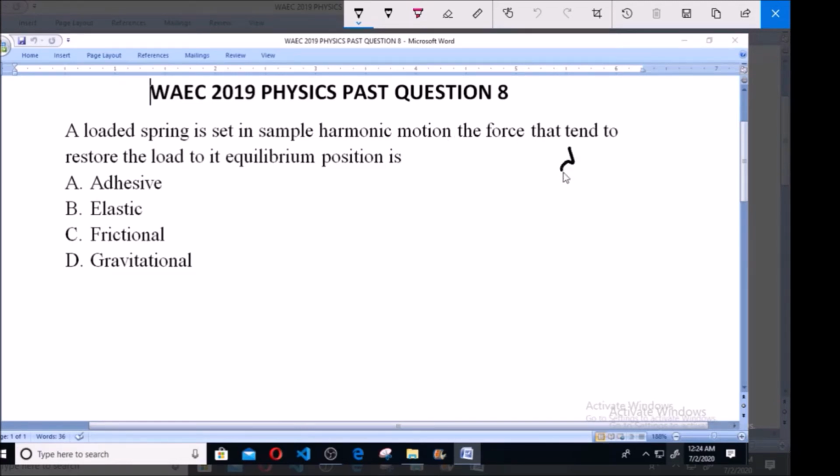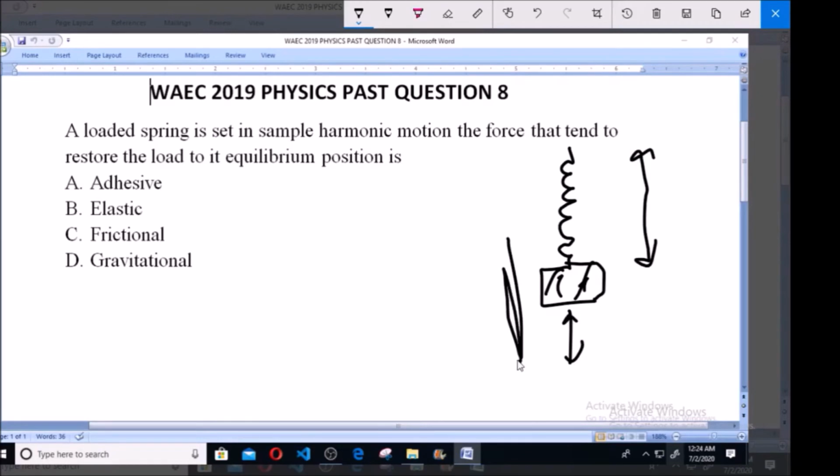If you have a spring like this and you load this spring with a mass, so if you tap this very spring in this direction, it will go down and come up. So what is that force that is making it go up and down, up and down? Is it adhesive force? Is it elastic force? Is it frictional force? Or is it gravitational force?